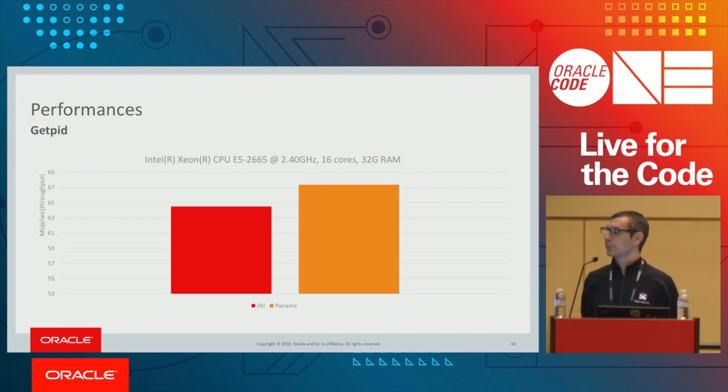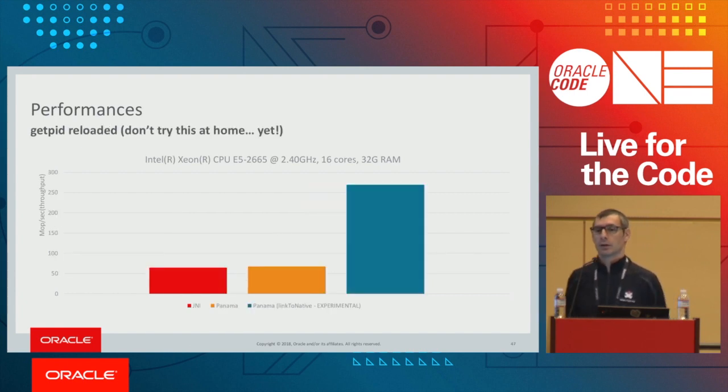But Vlad and I have been hacking on an alternate backend for Panama that is called Link to Native. This backend takes advantage of the fact that a lot of the complexities that surround native invocation are no longer needed if you're using Panama. So the kind of performance you can get with this alternate backend is like this. getpid has a throughput that is 4 to 5 times faster, well, bigger, sorry, than the one that you get with JNI. And that's the degree of performance improvement that Panama can bring. Of course, this is all experimental, it's crashing and burning, but we'll get it working at some point.